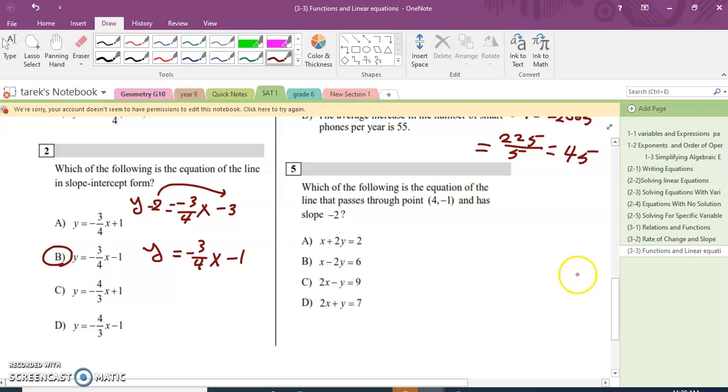Number 5, which of the following is the equation of the line that passes through the point (4, -1) and has a slope -2? Means I have a point and I have a slope ready. And I want to write the equation. What is the suitable form here? Yes, it's the point-slope form, which is saying that y minus y1 is equal to m times x minus x1. The m is the slope, which is -2.